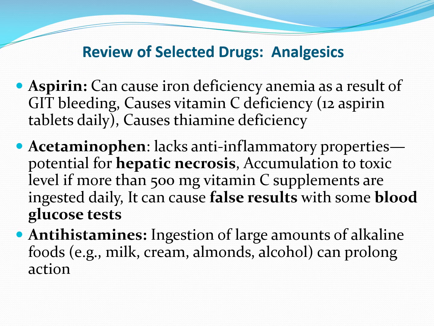Now with analgesics, for example, aspirin. Aspirin can cause iron deficiency anemia as a result of GIT bleeding, and this bleeding may or may not appear, so they may not even notice the GIT bleeding. That's why we have to be careful and reassess our patients if they are taking aspirin. It can also cause thiamine deficiency.